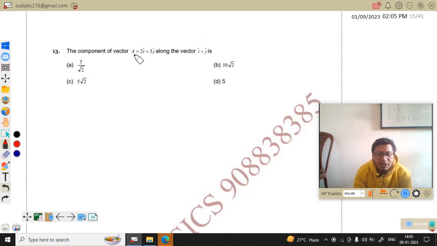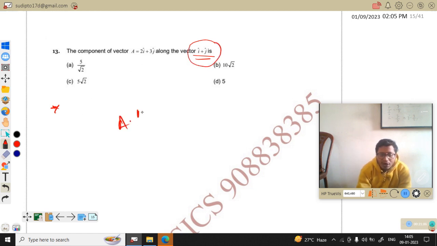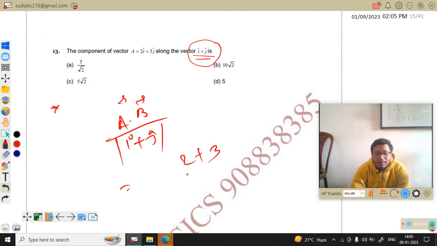Question 13. Find the component of vector a, equal to 2 i cap plus 3 j cap, along the vector i cap plus j cap. This is the most important question. In the direction in which you have to find the component, divide by that vector's magnitude. So a dot b divided by the magnitude of i cap plus j cap. a dot b equals 2 plus 3, that is 5, and the magnitude is 2, this dot product is common.